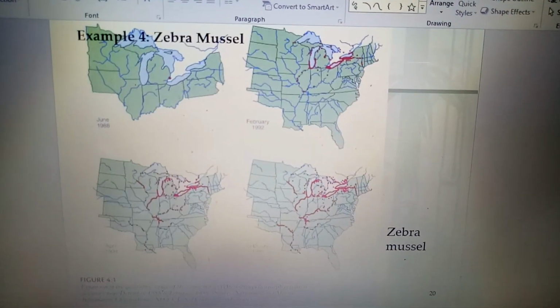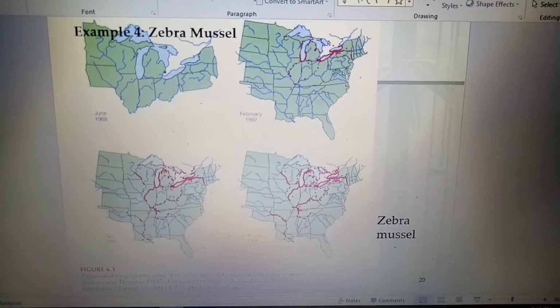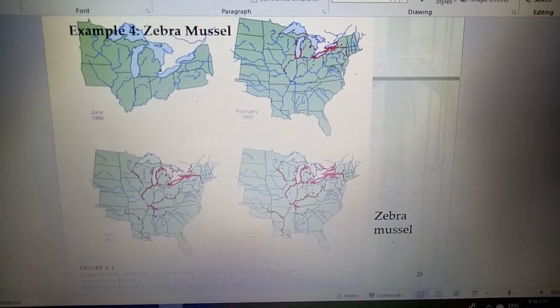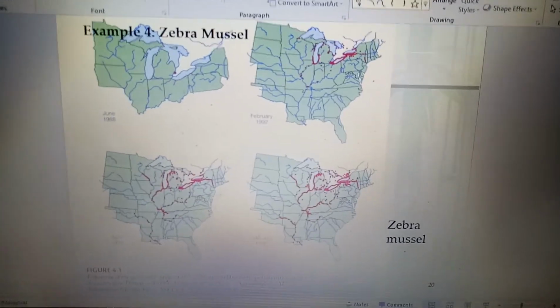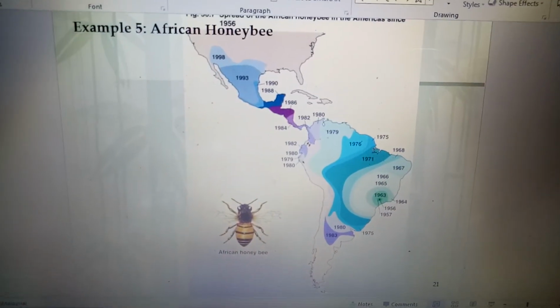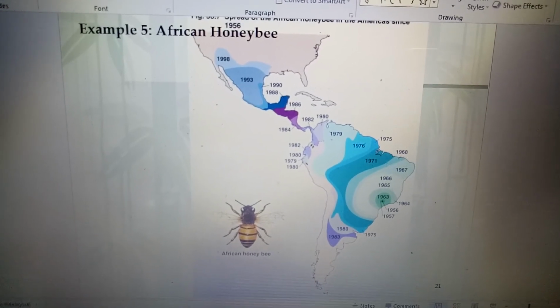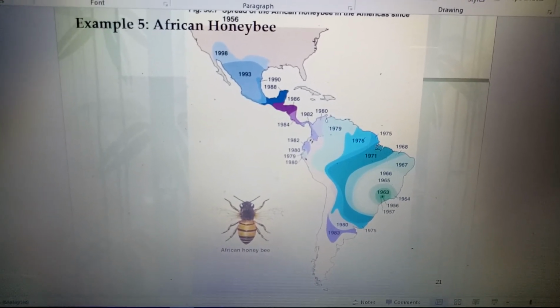Next, I think you have learned this one before in chapter number 2, about the zebra mussel, how they reproduce very rapidly and cause trouble in their surroundings. The African honeybee is also the same thing. I think you have learned it before in chapter number 2, so I don't need to repeat it again. I think you can read it by yourself.